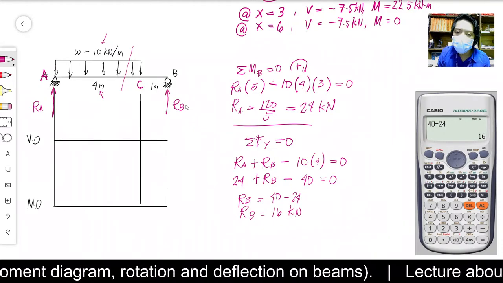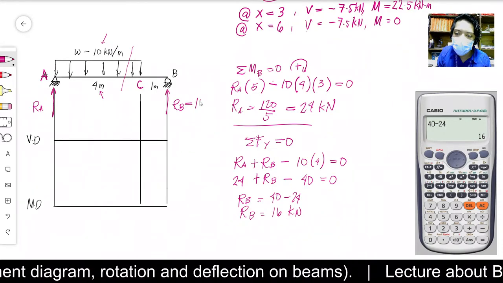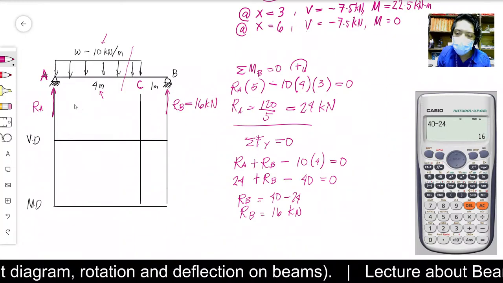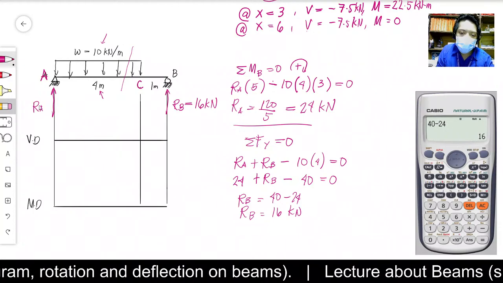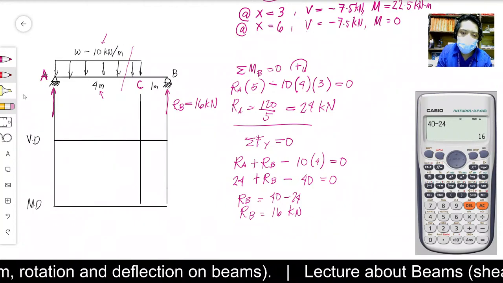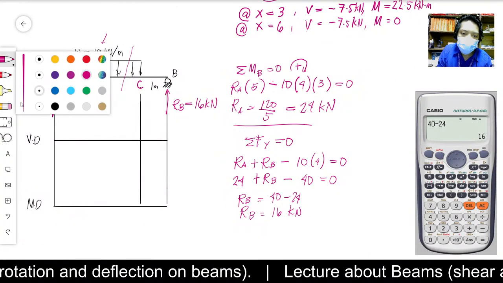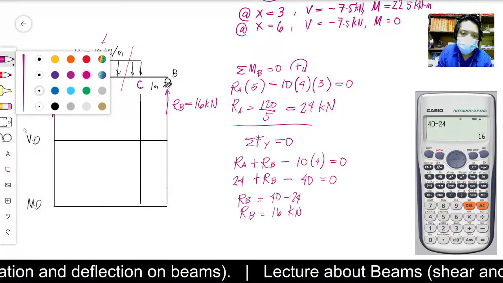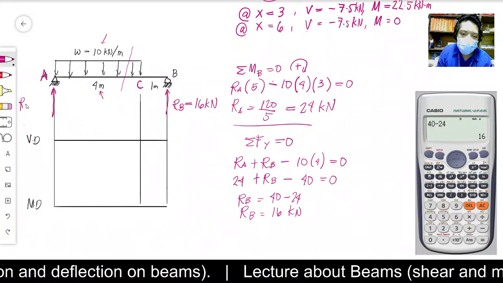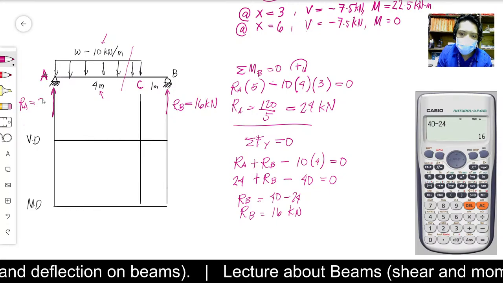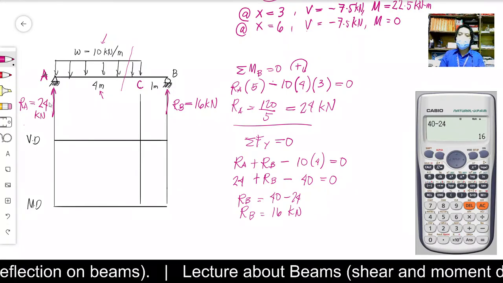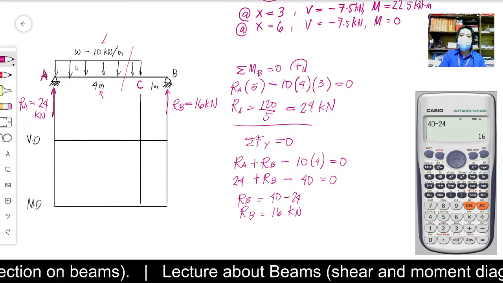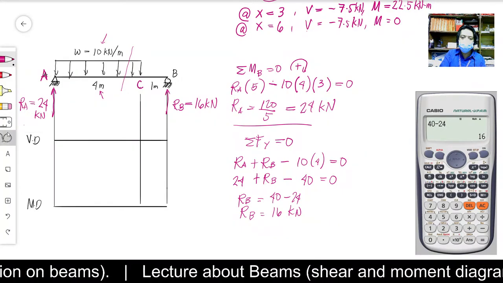So I write it here. RB is 16 kilonewton, and your RA is 24. This is in kilonewton, of course. Okay, so that's how you solve for the reaction.